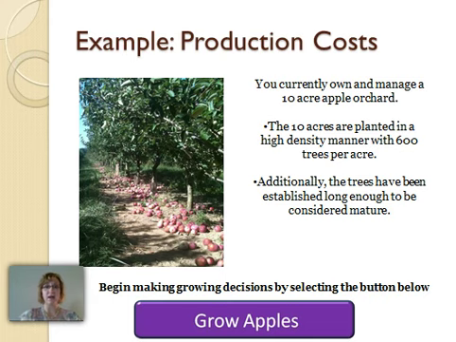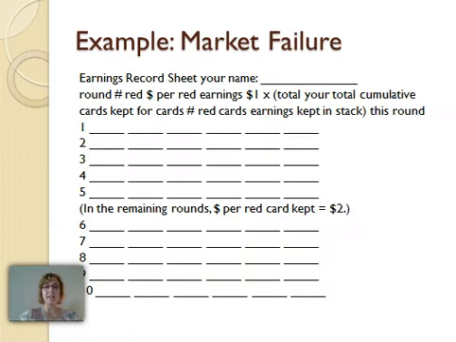Another example is production costs. Each student is given an orchard, and they need to maximize their revenue while minimizing their cost to earn the highest profit. Another example is market failure. This is usually a concept that students have a very difficult time understanding.